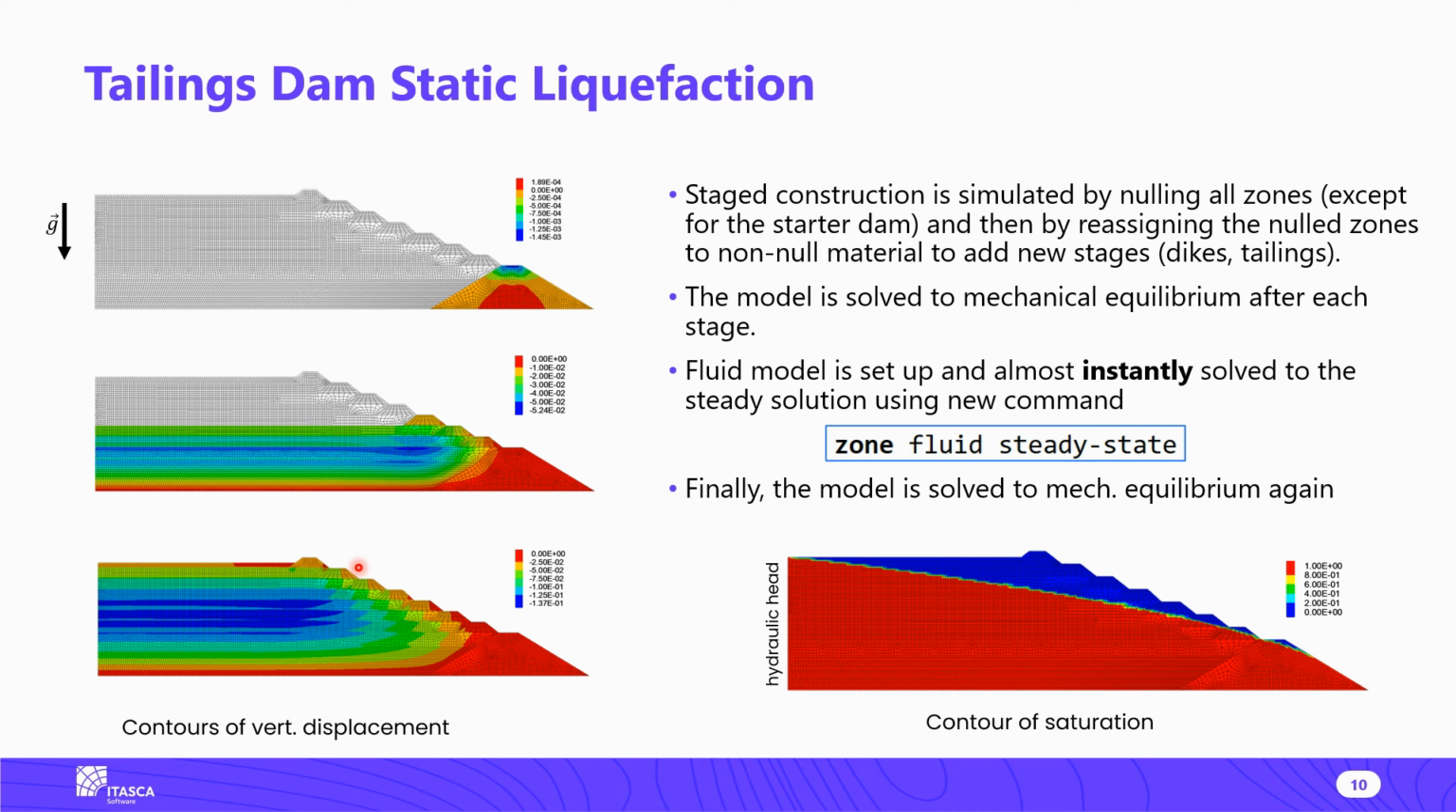However, since the unsaturated flow model is present, the nonlinear solution is found through a new iterative Picard scheme implemented through the zone fluid steady state command. This command is new, starting from version 9.1. And it's a pretty powerful command that allows solving models like this almost instantly to the steady state. Here you can see the contours of saturation at the steady state, and you can also plot contours of pore pressure. Finally, when the fluid model is solved, we bring it once more to mechanical equilibrium.